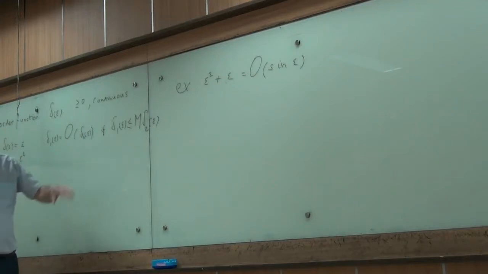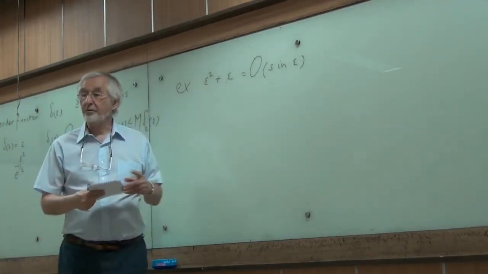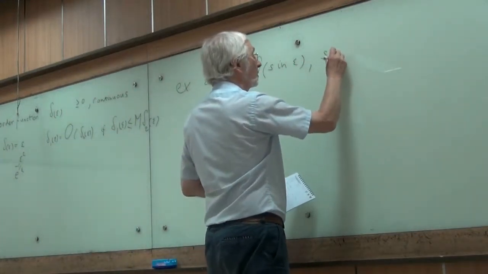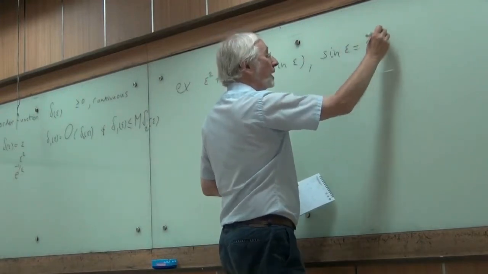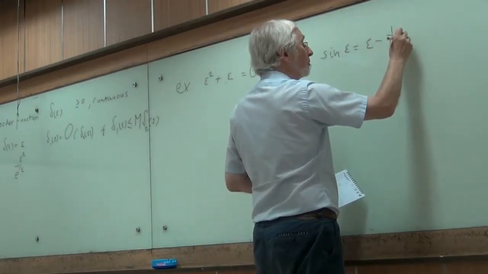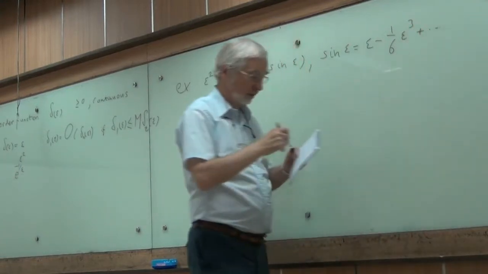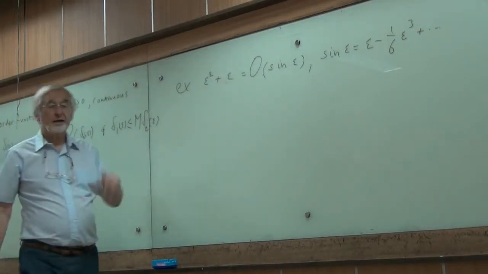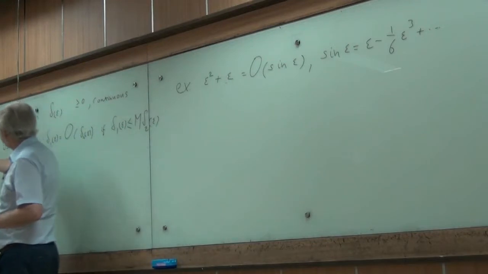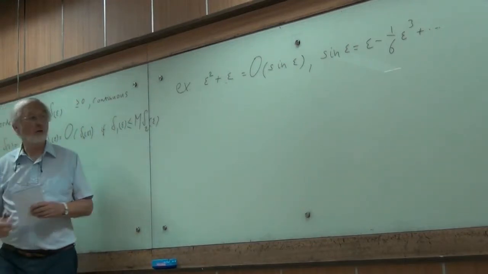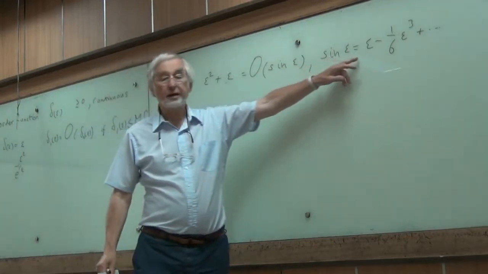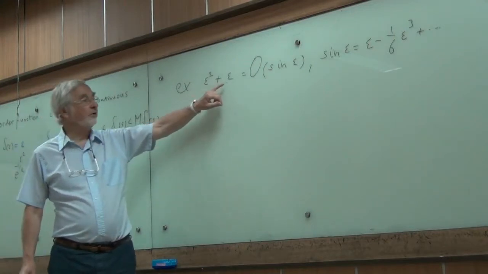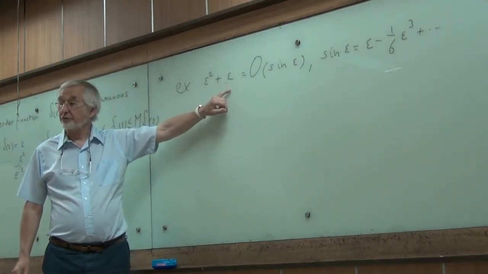Well, sinus epsilon, you know you can make a Taylor expansion, sinus epsilon, that is epsilon minus 1 over 6 epsilon third, etc. It's a convergent expansion which you can give for the sinus. So near zero, and that's what I'm doing here, in the neighborhood of zero, the sinus epsilon behaves like epsilon. And the epsilon squared doesn't matter really, because epsilon is larger than epsilon squared.